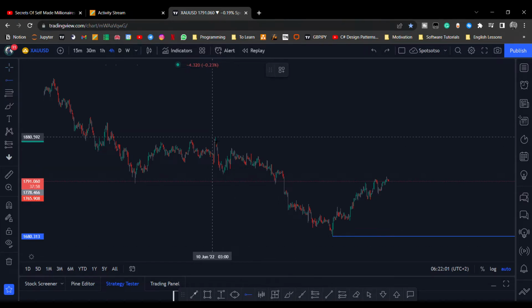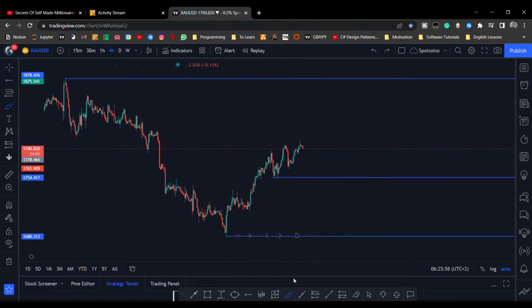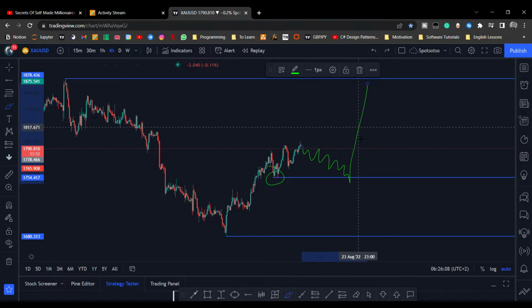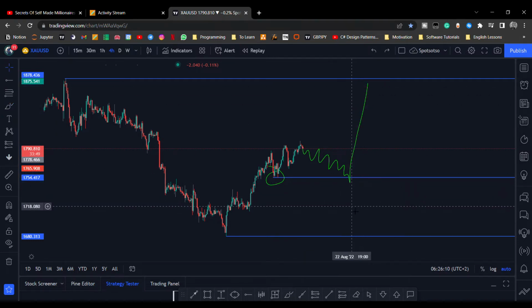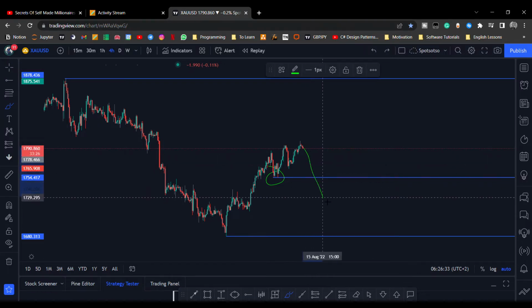Another one is this one, and another one is this one. And for this support zone right here, I'd be looking for something like this, a pullback and then a continuation to the upside. On the flip side, price could push down impulsively and then drop back to retest this support zone now as a resistance and continue going down.